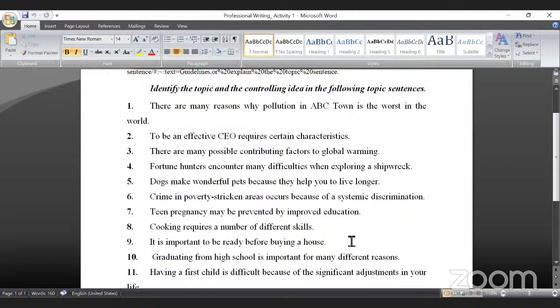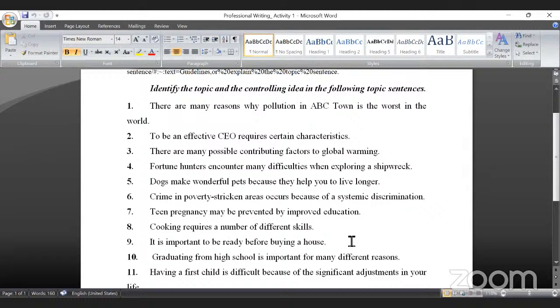Cooking requires a number of different skills. Topic? It's cooking only. Topic is cooking. And what's your controlling idea? Requires a number of different skills. Right. Either you say requires a number of different skills, which means your controlling idea is these a number of different skills, right? That's what you're going to elaborate on. Okay. All right. 9th one, it is important to be ready before buying a house. Topic? Buying a house. Buying a house, and your controlling idea is it is important to be ready. Right?